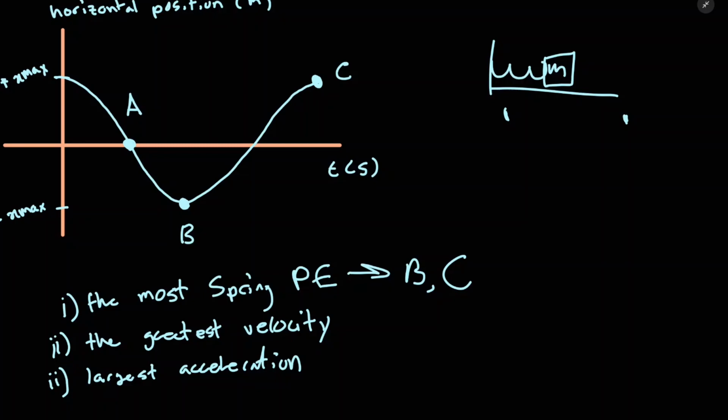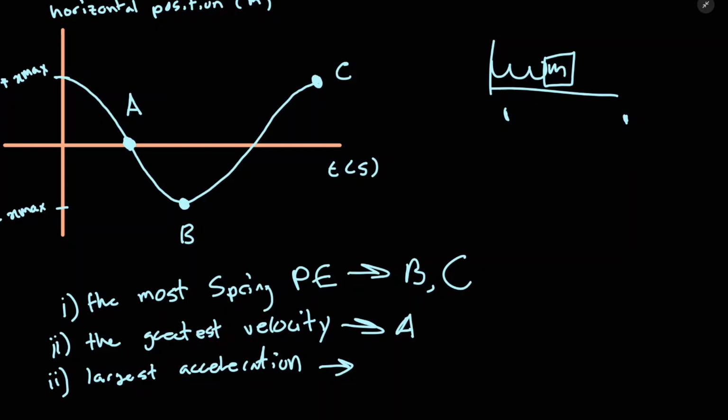Now, as for greatest velocity, if you've taken some sort of calculus, it's pretty easy. You just have to find out which part has the steepest slope, right? But if you haven't taken calculus, the easy way you can remember this is the greatest velocity always happens at the equilibrium point, which is given as A here. So that's that answer. And then the greatest acceleration.